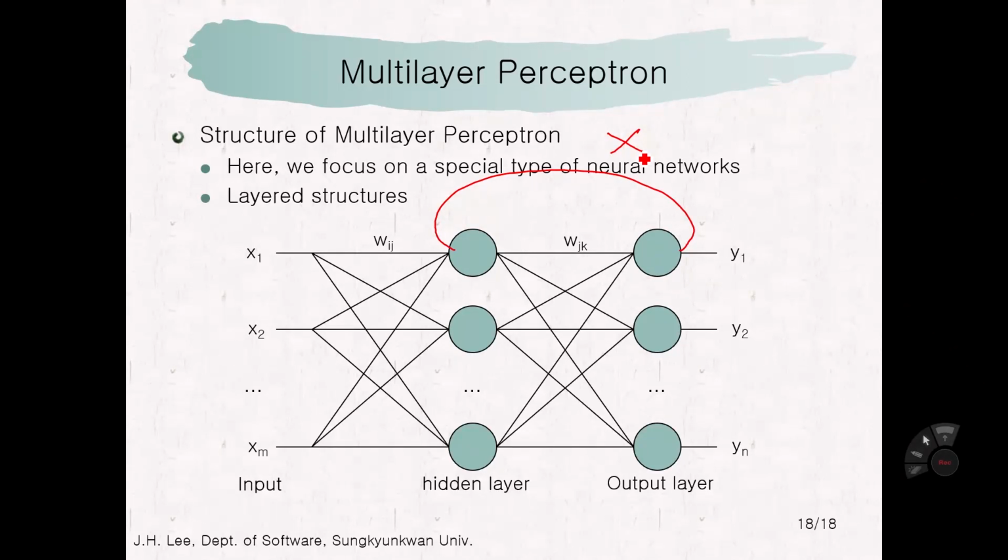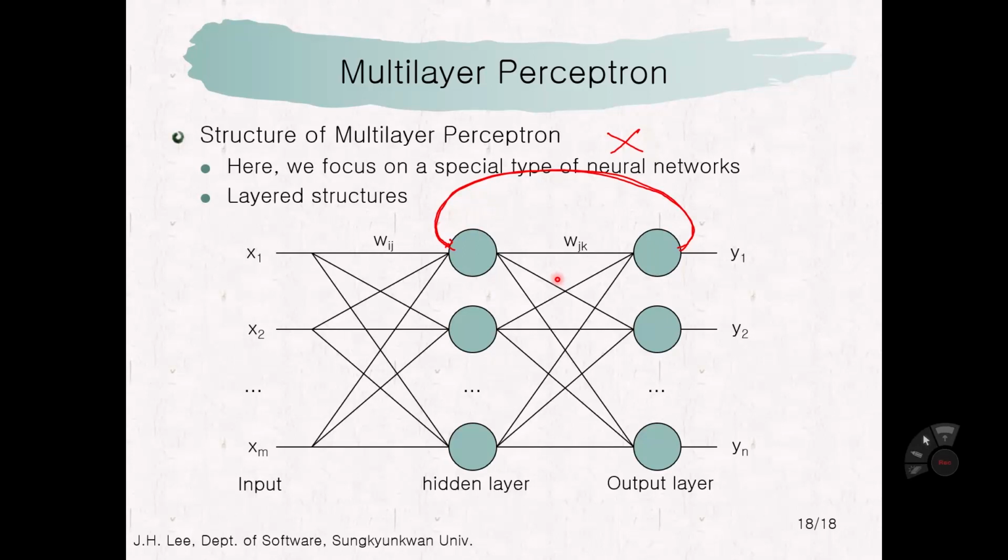Why is this not permitted? Simple. If you connect these two nodes, there will be a loop, right? Input, output, and the output loops back to the hidden layer, and then there is a loop. A connection which makes a loop is not permitted.